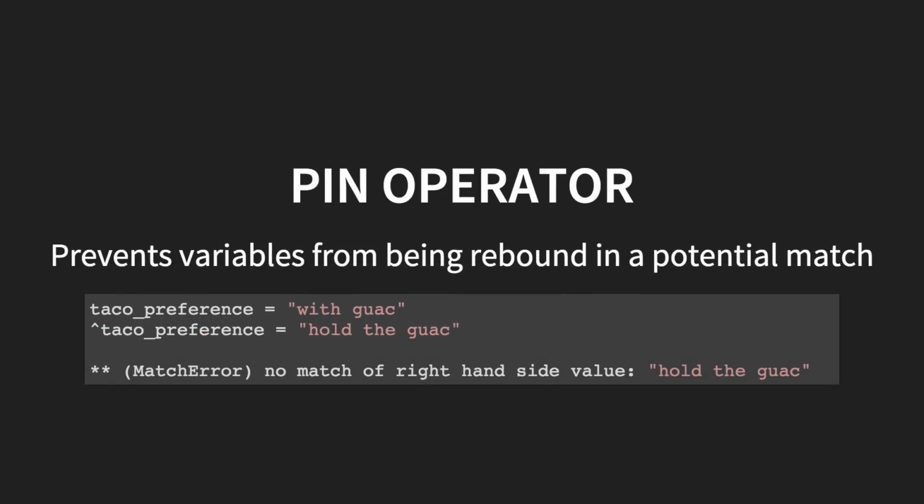Variables can be rebound unless you use this pin operator to specify that they shouldn't be. So if taco preference is a variable pointing at with guac, you could otherwise rebind tacos to hold the guac, but with the pin operator you'll blow up if you do that. So that's a way to get specific about how to handle reassignment.